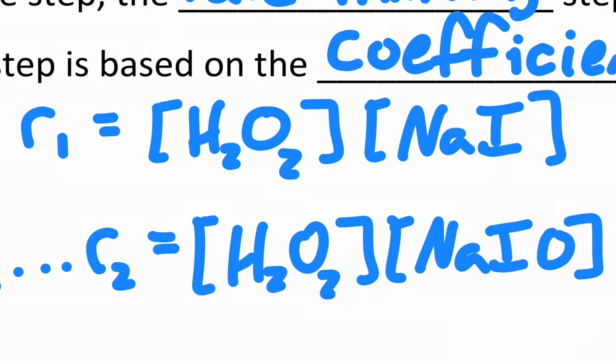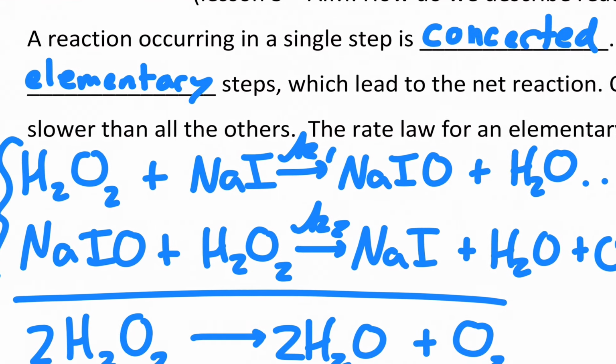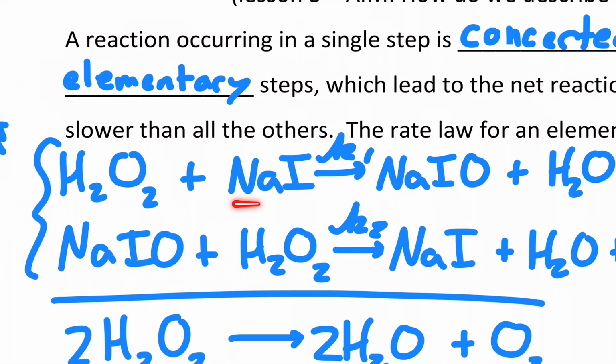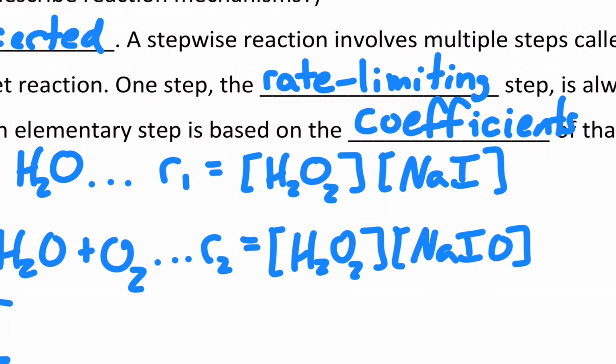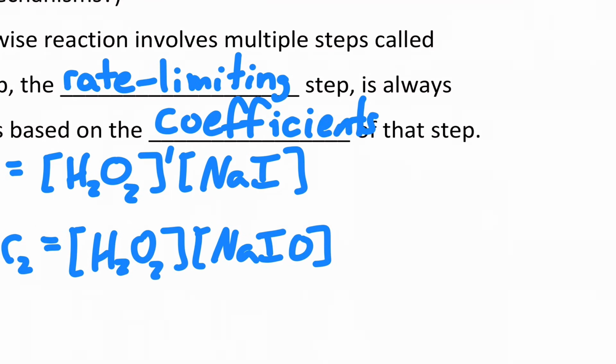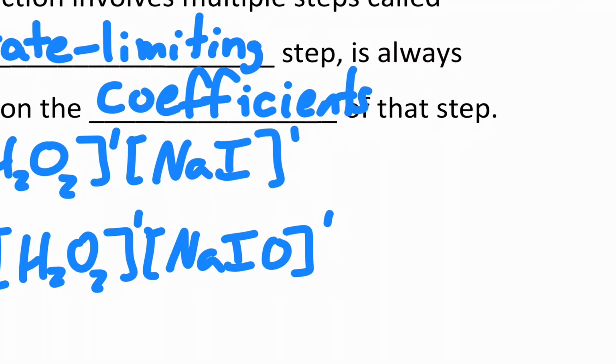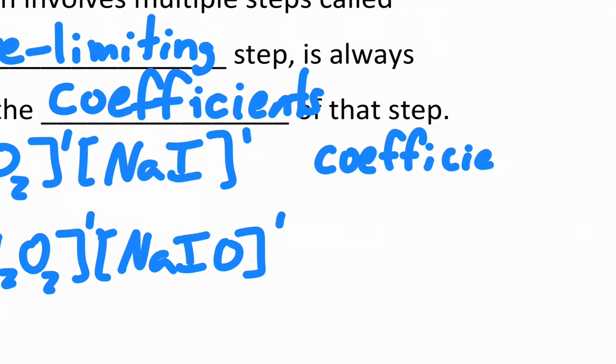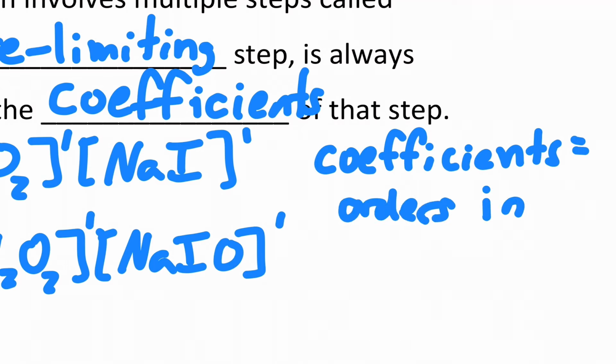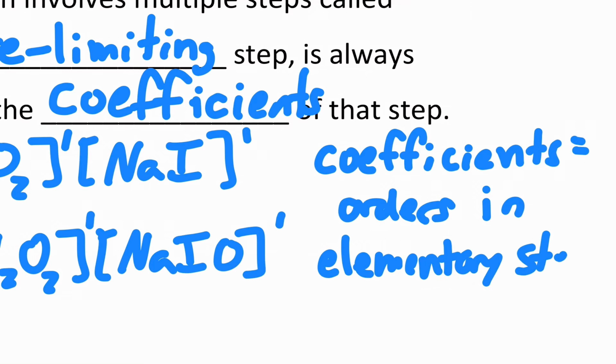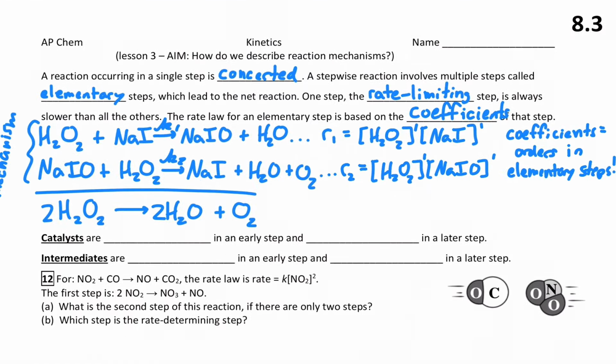But instead of having unknown orders, let's say A, B, C, D, if we know that these are elementary steps, as long as that's true, whatever the coefficients are for those species in those steps, the coefficients become the orders. So these are all 1 in these examples. So coefficients equal orders in elementary steps. So that's super easy to write the rate law.